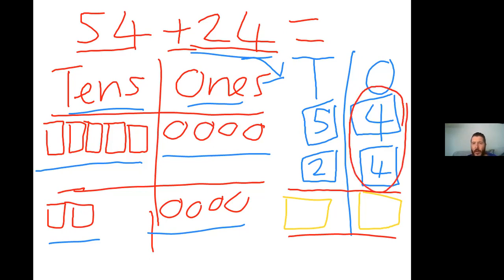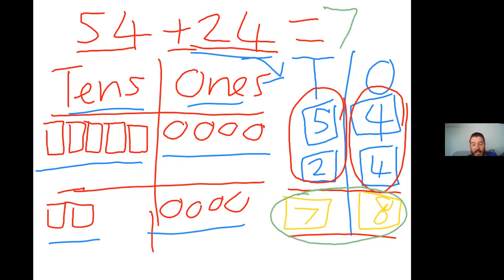So what's 4 add 4? Well, 4 add 4 is 8, isn't it? Okay, so we've got 8 there. Then we add our tens together. So we're going to do the tens column. We have to do them separately, don't we? So what's 5 tens add 2 tens? Well, that's 7 tens. What total does that give us? 78. So 54 add 24 is 78.